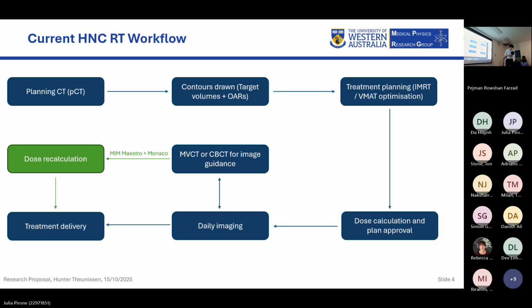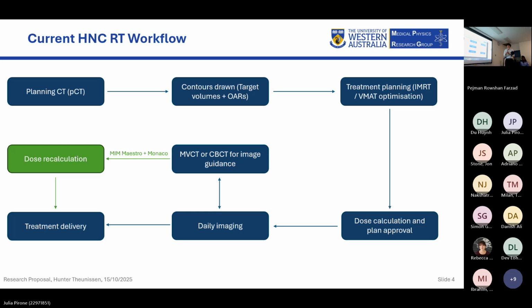At Genesis Care, we have a slightly different sort of methodology. So we can go through the Mim Maestro Monaco planning system, and this allows for dose recalculation. This is pivotal to ART, which we'll be discussing in just a second. Essentially, the patient is brought in for their cone beam CT, perhaps the 5th or 10th fraction or 15, kind of arbitrary.